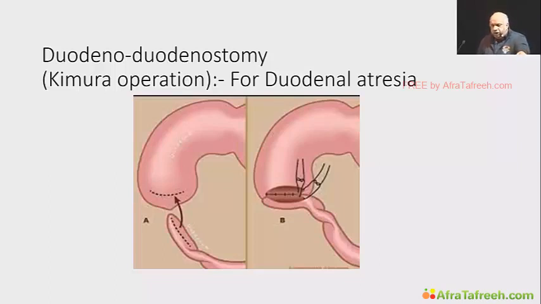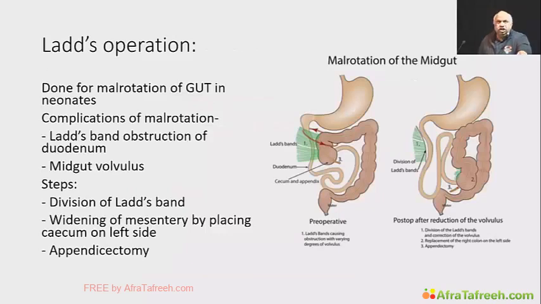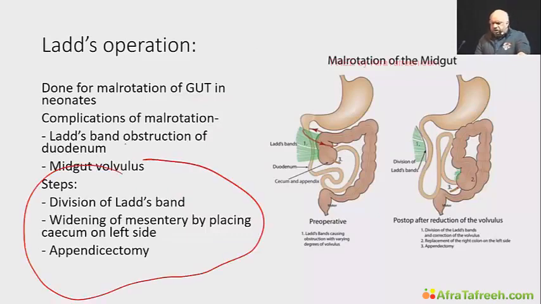This is a duodenoduodenostomy. Make a vertical incision here, a horizontal incision here, and do a duodenal anastomosis, called diamond-shaped duodenoduodenostomy, done for duodenal atresia. Kimura operation. This is the Ladd's operation for malrotation. Basically what happens, the details probably are not needed. I doubt that they'll ask. This is the All India question.